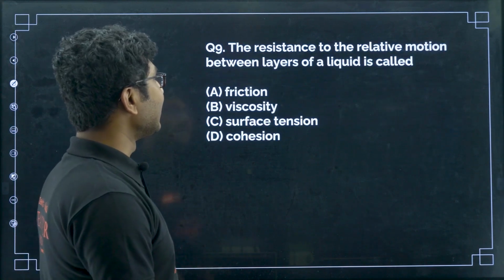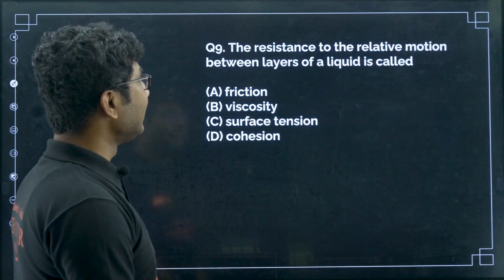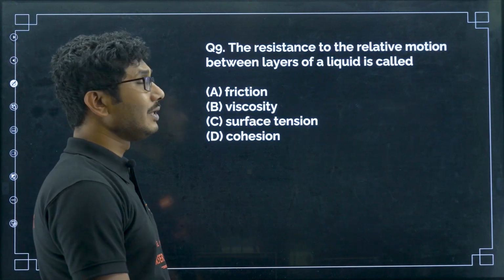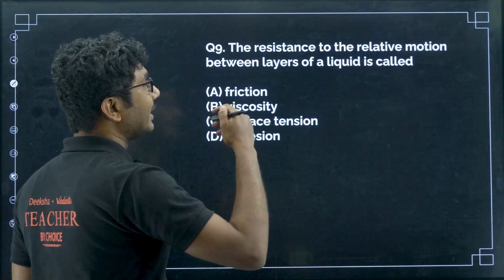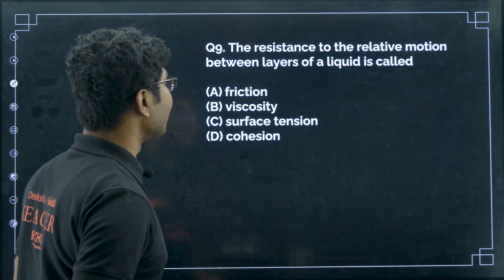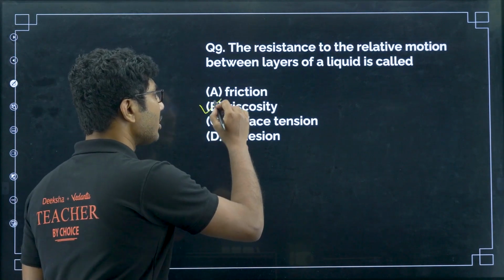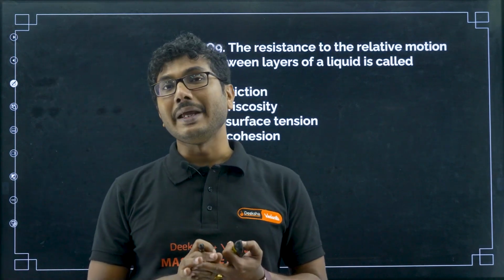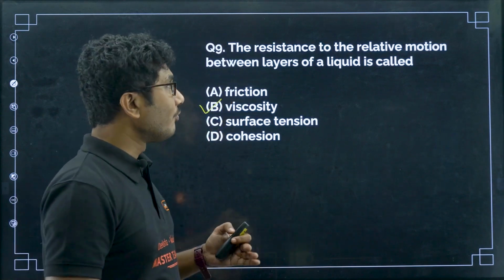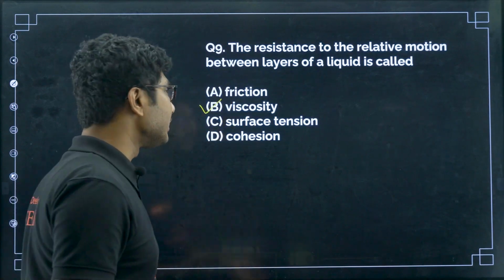Next is the resistance of the relative motion between the layers of a liquid. The resistance of relative motion between the layers of a liquid is called viscosity. If it is a normal plane, then that is called friction. For liquid, the same thing is called viscosity.